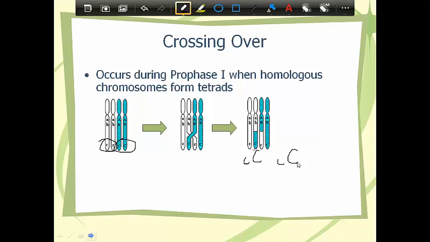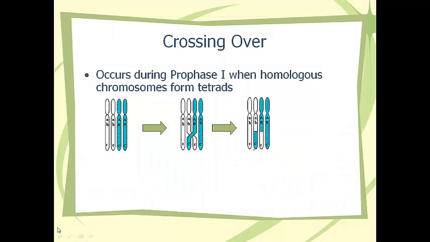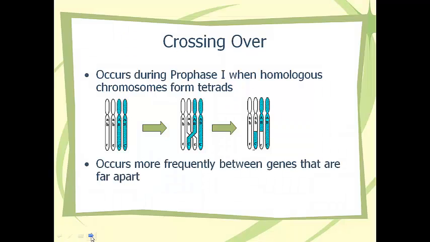So now those genes, the versions of the genes, the alleles that were carried on those chromosomes are different, which means the combinations in the gametes, when meiosis is all done, is also going to be different. We'll diagram that in a little bit.